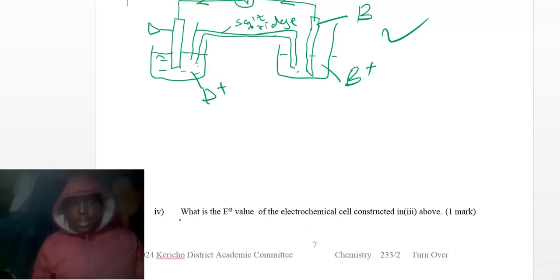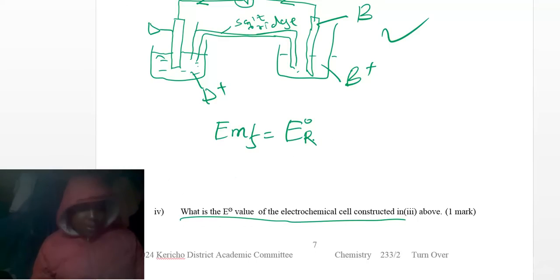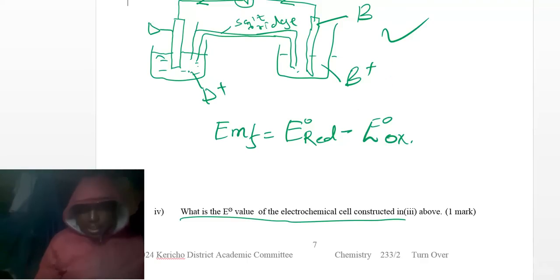The next question is to calculate the EMF for the cell above. So this one is EMF is equal to E standard of reduction minus E standard oxidation. We have said which one will undergo oxidation. B will undergo oxidation, D will undergo reduction.